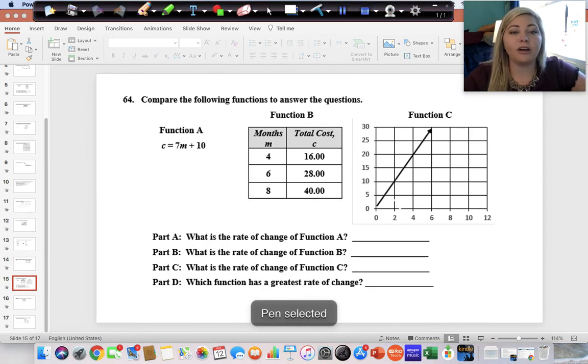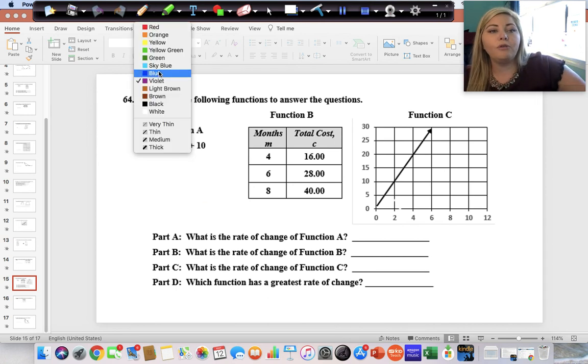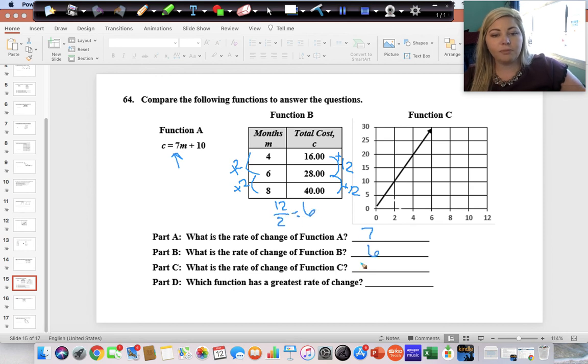Compare the following functions to answer the questions. What is the rate of change or the slope for function A? Well, that is 7. What is the rate of change for function B? To get from 16 to 28, that's 12, adding 12. And then 28 to 40, add 12. 4 to 6 plus 2, 6 to 8 plus 2. So 12 over 2, which is equal to 6. So function B is 6.